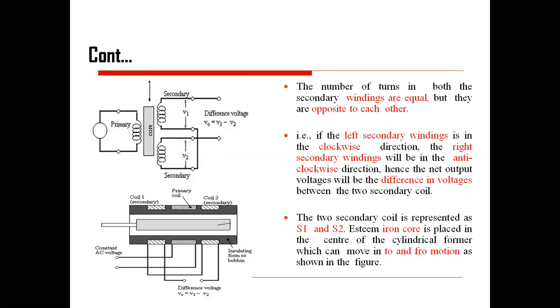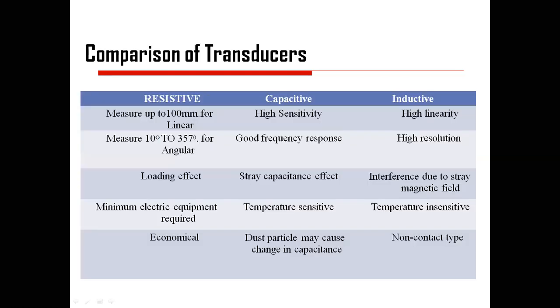So here you are going to get positive output also and negative output also. Positive output as well as negative output you are going to get in case of your secondary one. And the characteristics are also in positive and negative quadrant. So this was related to your linear variable differential transformer.